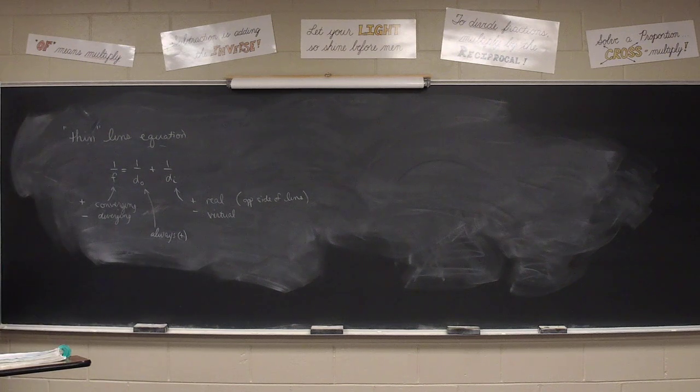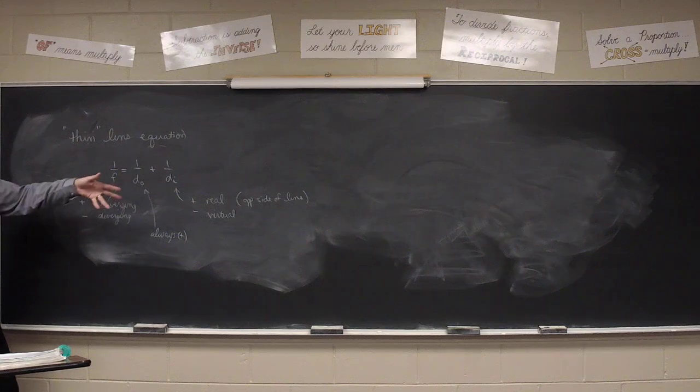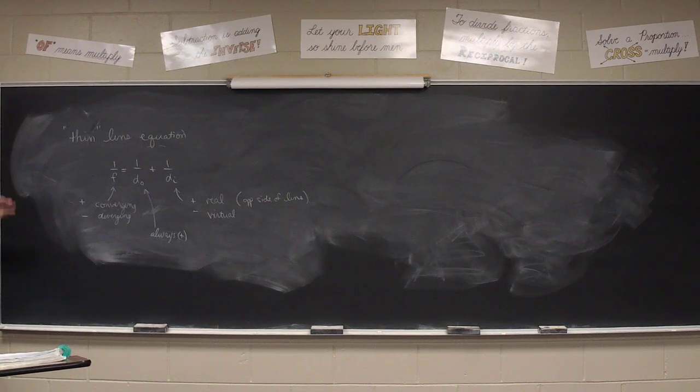Okay? Again, that's actually the same rules we had before for D sub I: positive, real; negative, virtual. We just interpret it slightly differently. Questions on the thin lens equation?